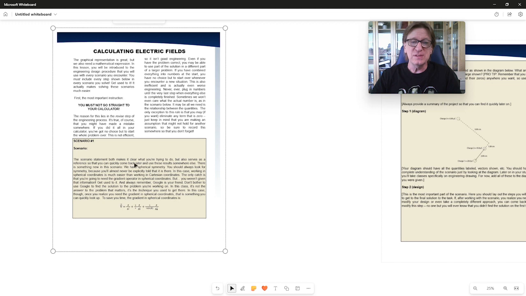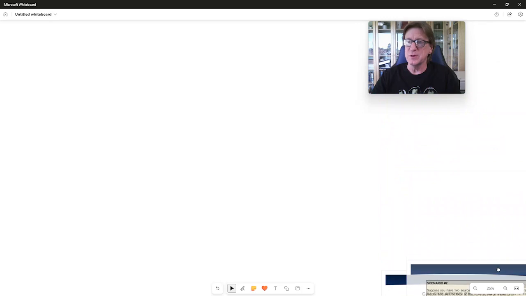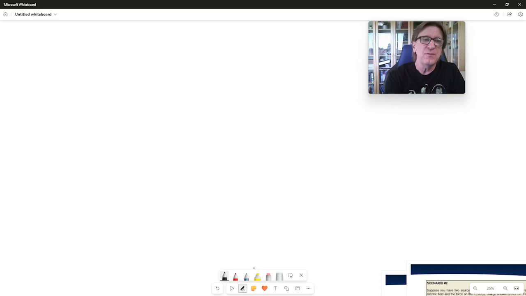All right, so with this scenario, what we want to do is find the electric field due to a spherical point charge. So we're going to go ahead and move that out of the way. We'll move this one out of the way temporarily. Okay, so our first step is always going to be to record our scenario. What is it that we're doing here? And so in this case, we simply want to find the electric field due to a spherical point charge.